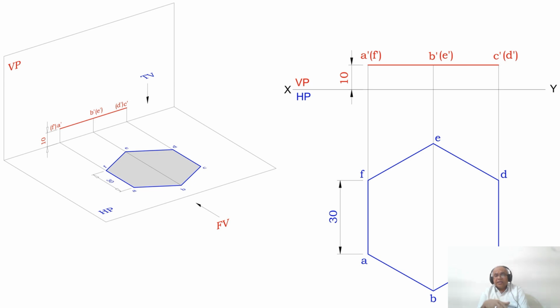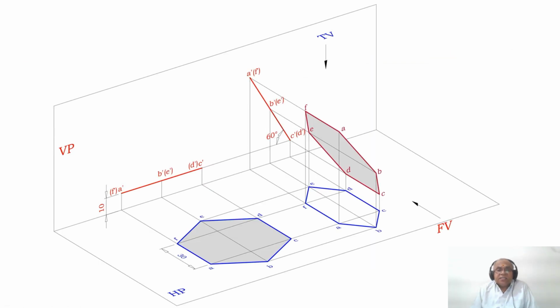In the front view, the entire surface is above HP by 10 mm. So what is the position of the surface? The surface is parallel to HP and perpendicular to VP. Therefore, you are getting a line in the front view. That is what you are getting here. And also, you can see that it is 10 mm above HP. All the sides are 10 mm above HP. That is what we have shown here. Similarly here also. Now he says that the surface is inclined at 60 degrees to HP.